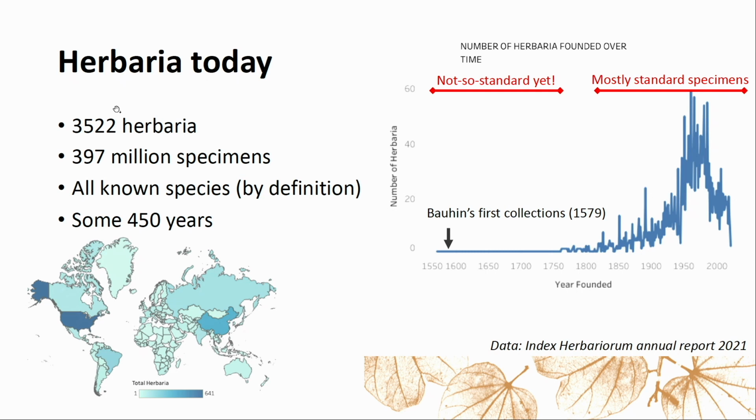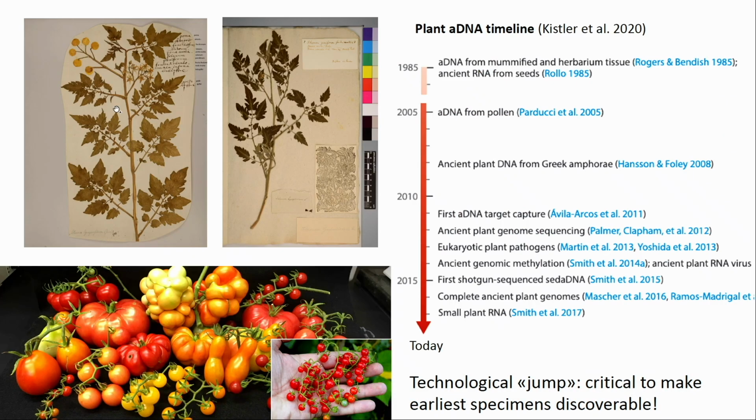So if these specimens, I lost the dot, doesn't matter. If these early specimens are so rare, why bother with them anyway? And that is because I think we're at the beginning of the second renaissance of herbarium-based research due to technological advances. It is nowadays, but only recently, possible to generate complete ancient plant genomes from old specimens. And that means that the earliest specimens become more and more important to be findable, and not just by the curator, but by other researchers as well that are interested in using these things.